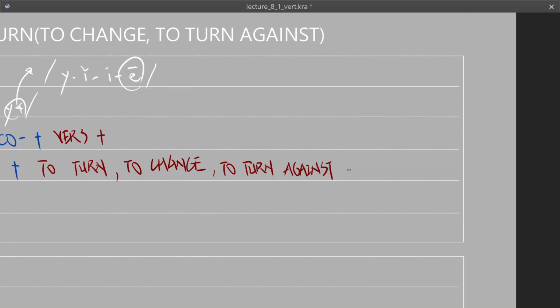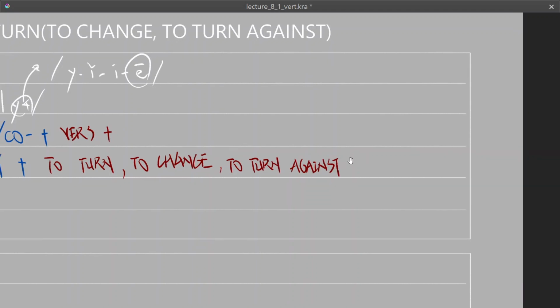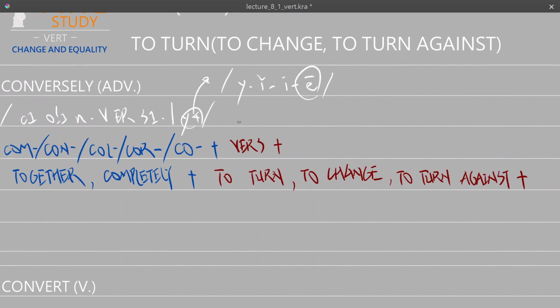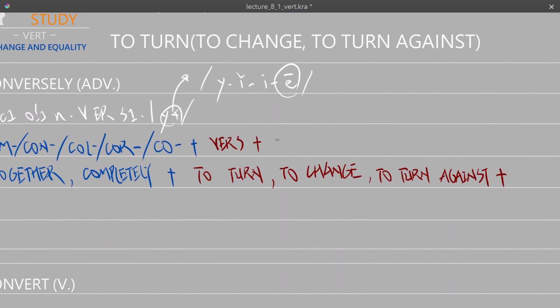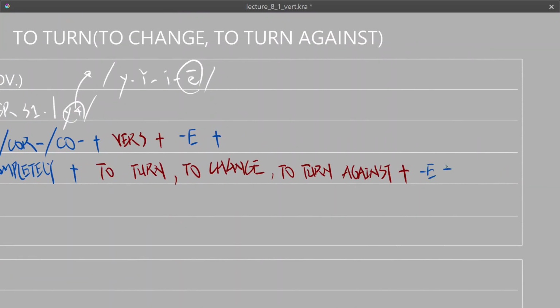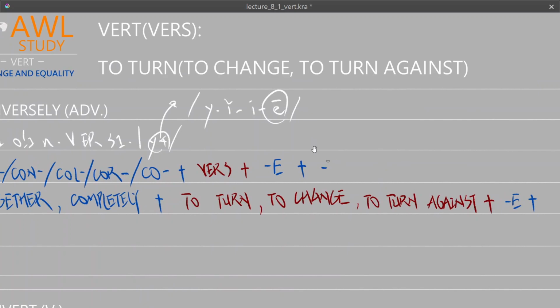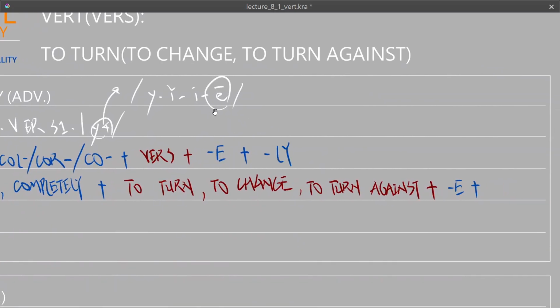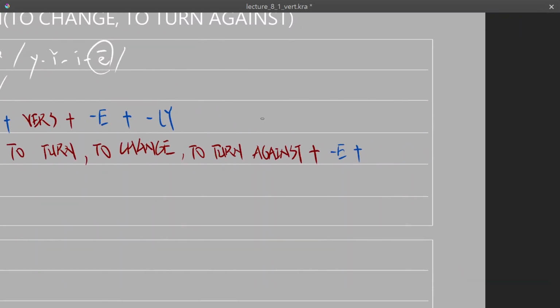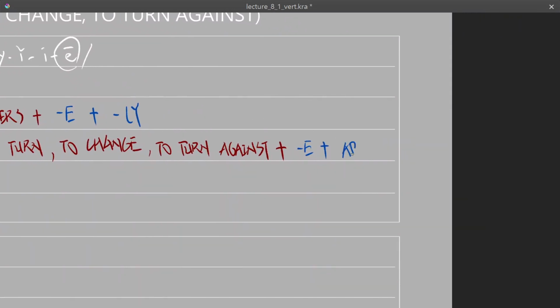And we have the final E without meaning. And we have the adverb suffix ly. So it's an adverb suffix.